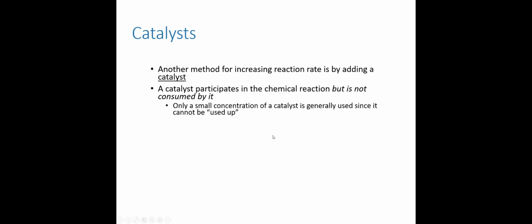Another way that we can increase the speed of a reaction is by adding a type of chemical called a catalyst. By definition, a catalyst participates in the reaction, but it is not consumed by it. And so usually when we write a chemical reaction, we write it over the reaction arrow. It's not a reactant because it's not used up. And since it's not used up, it can typically be reused over and over and over until, for whatever reason, it might physically degrade and not be as useful.